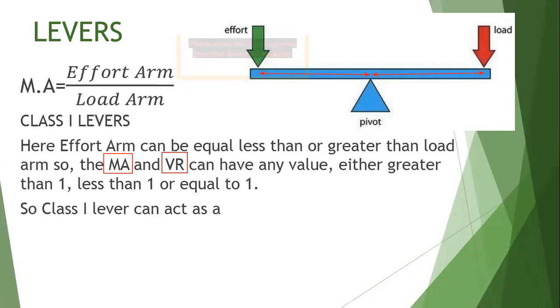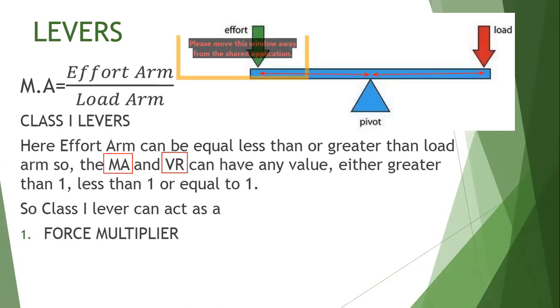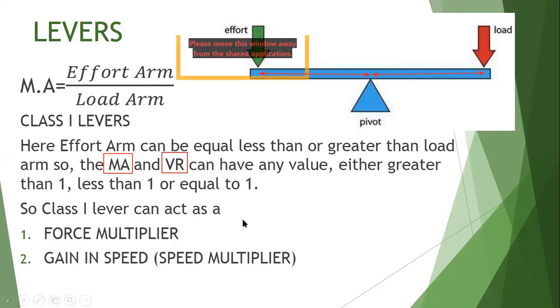This means my class 1 lever can work as a force multiplier. Why will it work as a force multiplier? Because there is a possibility that my effort arm becomes more than the load arm. If my effort arm increases and my load arm decreases, or my effort arm is bigger than the load arm, then mathematically you will find that the MA will be more than 1. And if the MA is more than 1, your class 1 lever will act as a force multiplier, or it can also act as a gain in speed or speed multiplier.